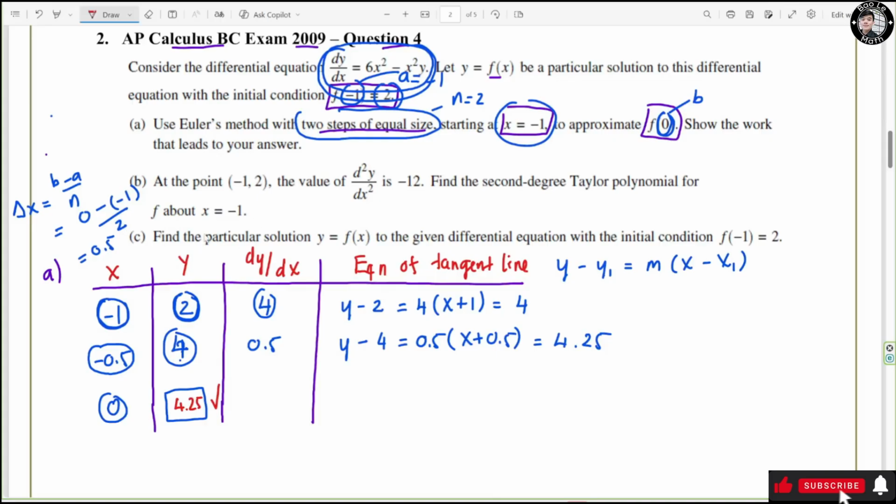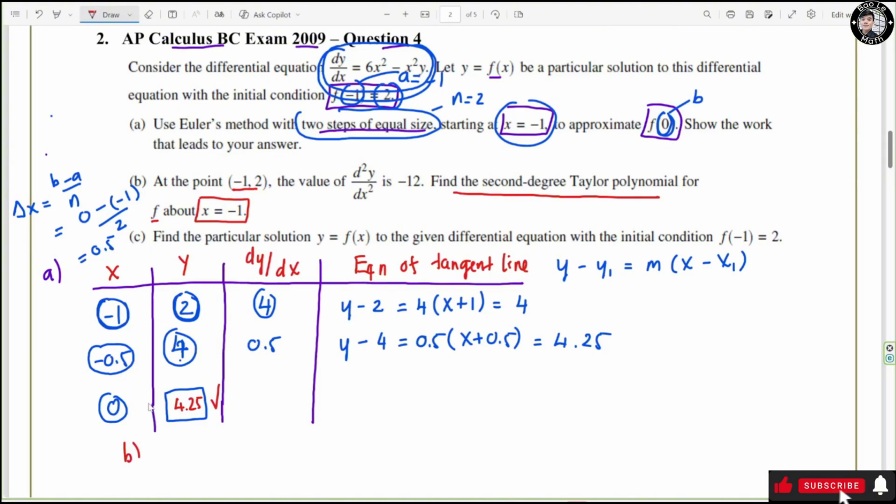Question B. At the point -1 and 2, the value of the second derivative is -12. Find the second degree Taylor polynomial for the function f about x equals -1. Alright, so this topic you actually learn in Unit 10, Taylor and Maclaurin series. Question B.